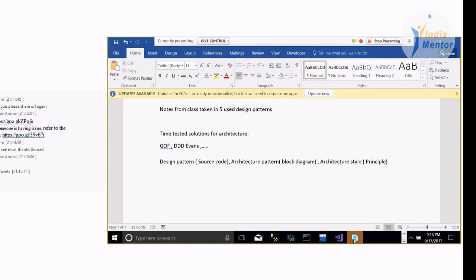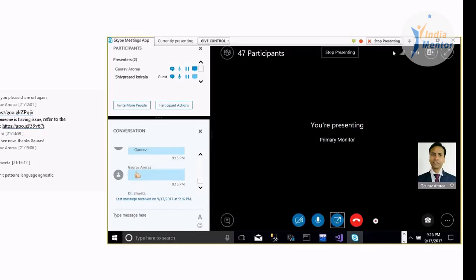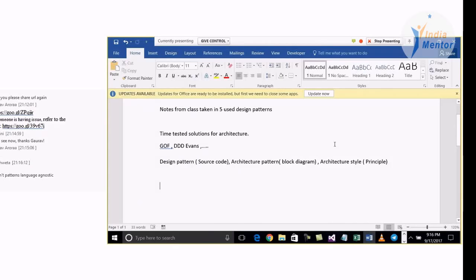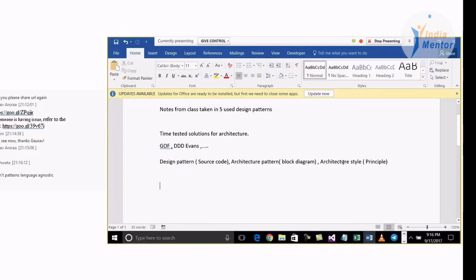Okay, let me just check if people are able to hear me. I'm not sure. Gaurav, are you able to hear me? Yes. Actually, I am entertaining the question if anyone. Yeah, if anyone has queries, please go and start putting them here. Okay, so there are some questions. Definitely, I'll come to those questions.